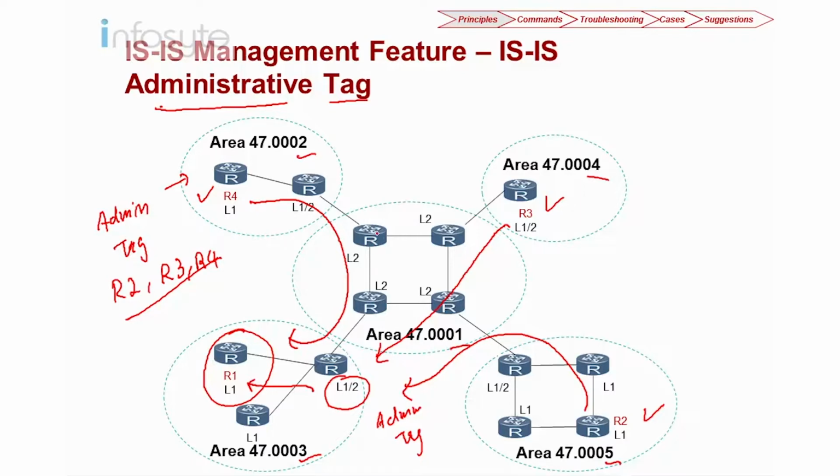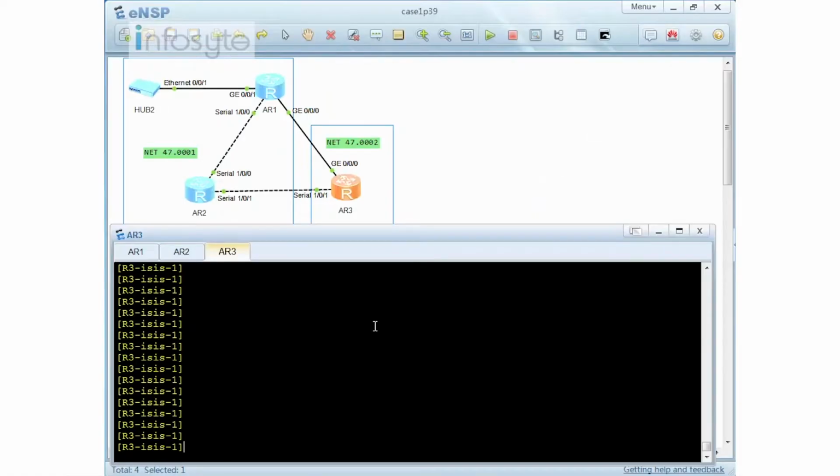Now for you to do this tag, please remember that ISIS has to use a cost style of wide. This is mandatory because this is an additional attribute that has to be enabled for the tag to be implemented successfully. Okay, so in the next exercise I'm going to show you the administrative tag.